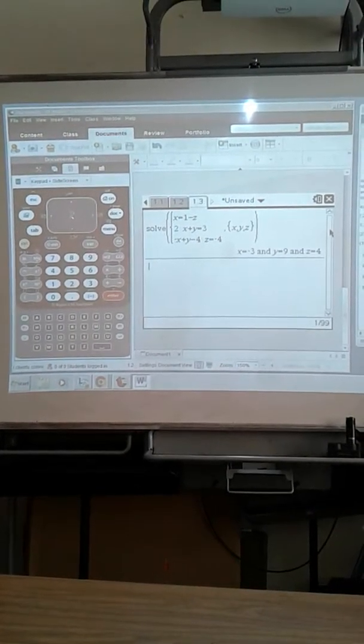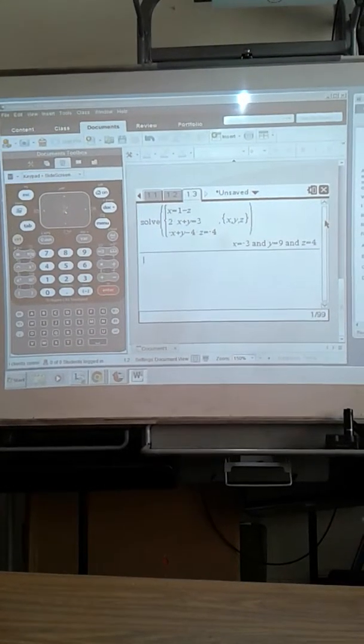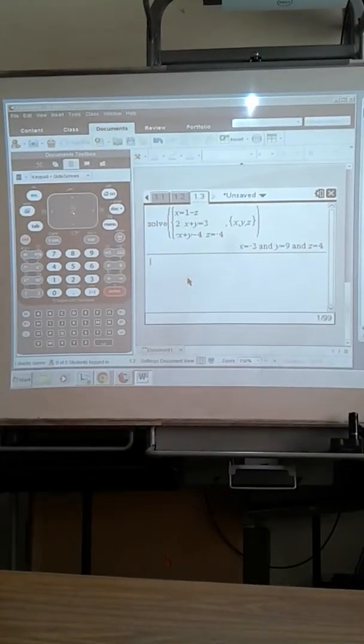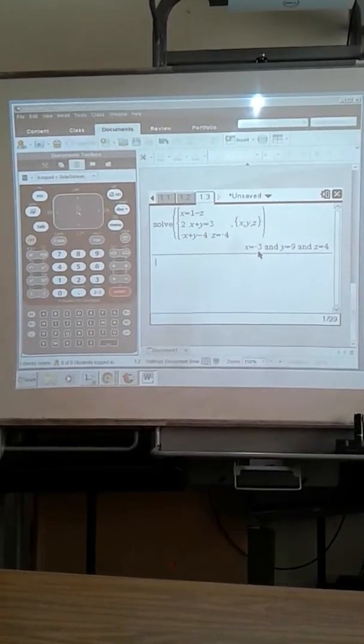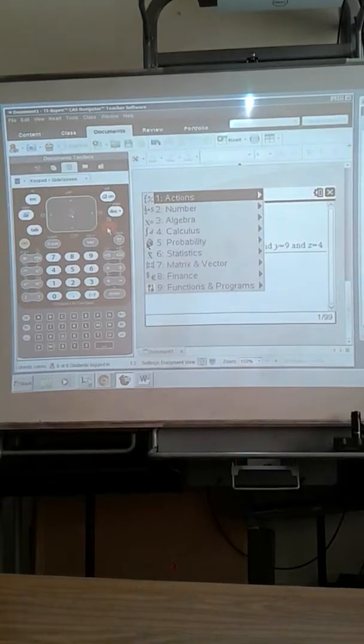Here we have another systems of equations problem. And instead of doing this, I'm going to go back to the original problem and write this same problem as a matrix. So, here, I want to press Menu again because we already know that the answer is negative 3, 9, and 4. I'll press Menu.